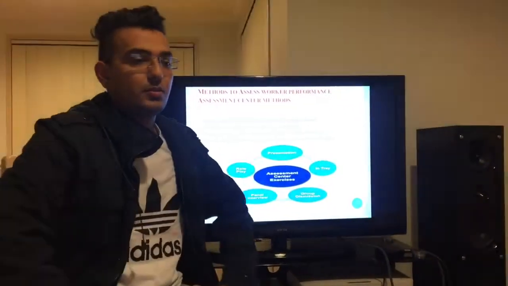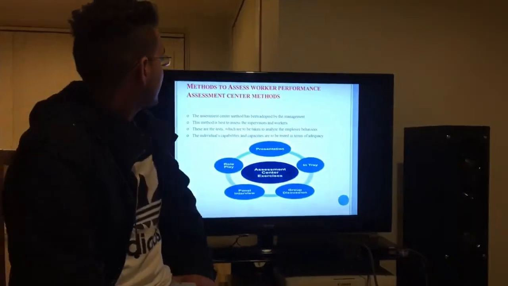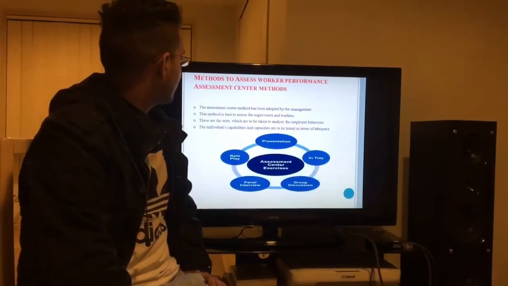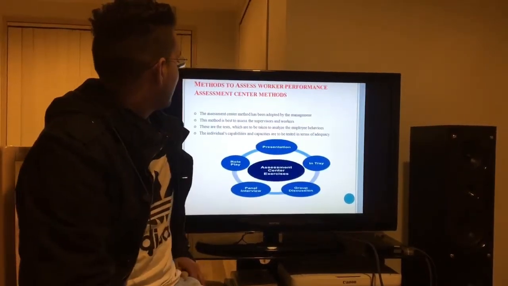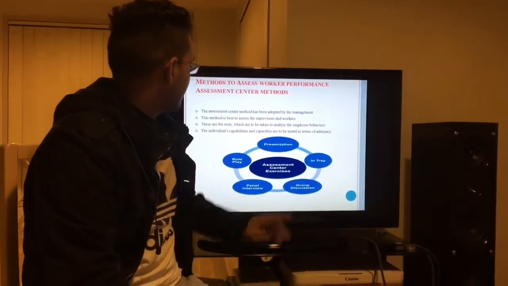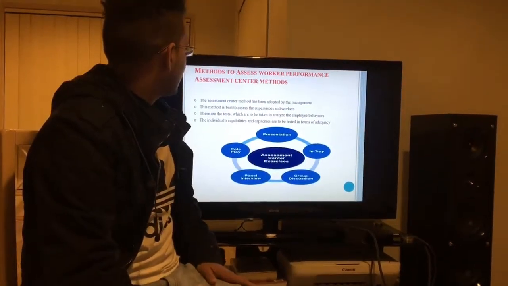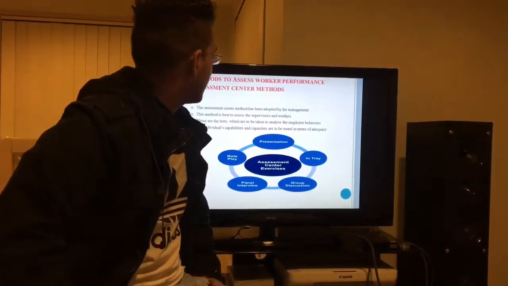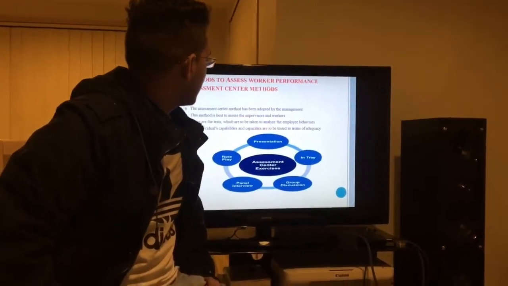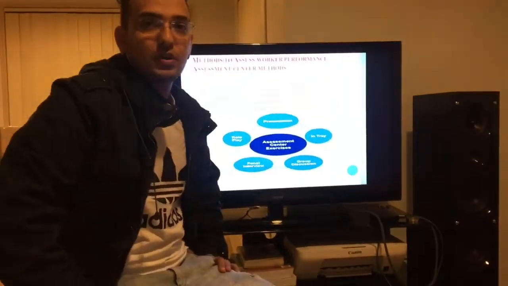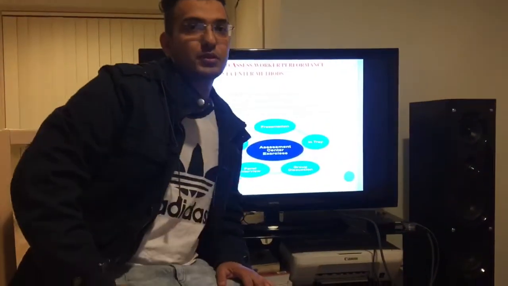So here I'm describing our next slides. It is about the methods assessed to the workers' performance, the assessment center. As we can see in these slides, it has many parts. The assessment center method has been adopted by the management. This method is mainly for supervisors and workers.